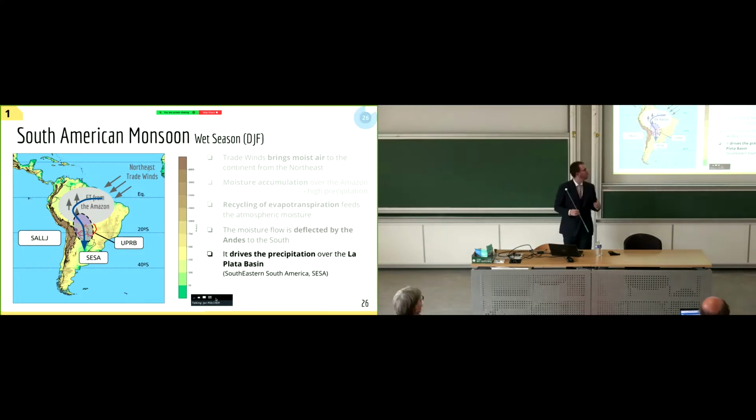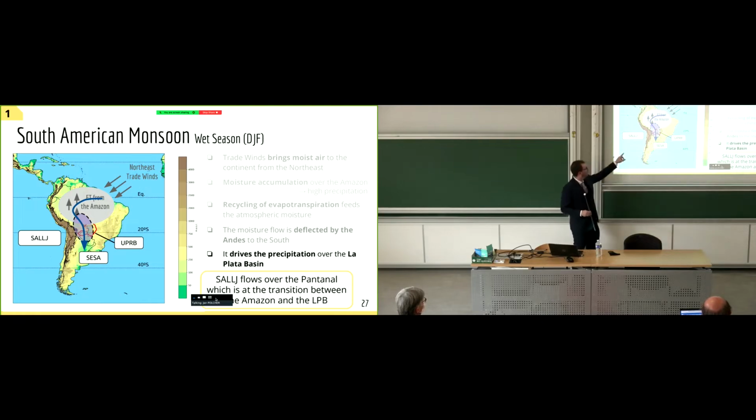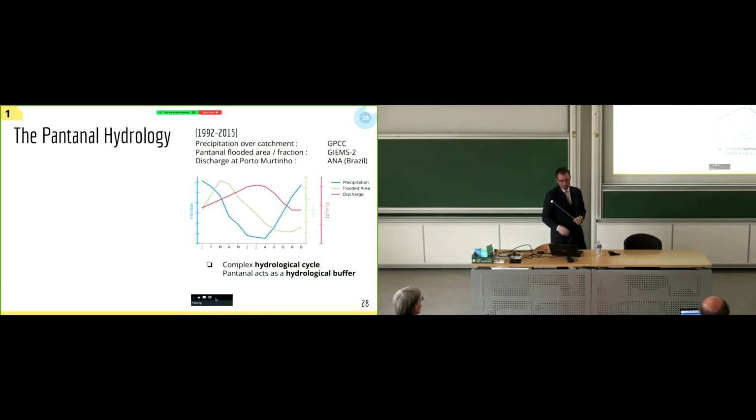And this drives the precipitation over the La Plata Basin. So the South American low-level jet flows over the Pantanal, and the Pantanal is at the transition between the Amazon and the rest of the La Plata Basin. We can now look at the Pantanal hydrology.